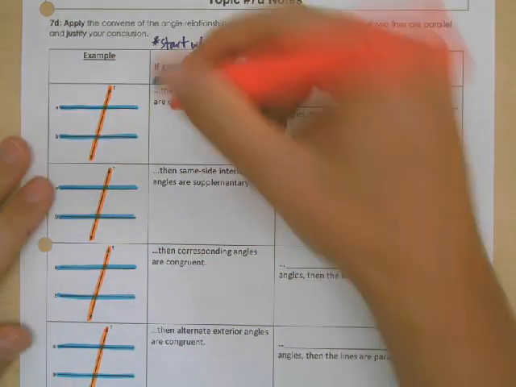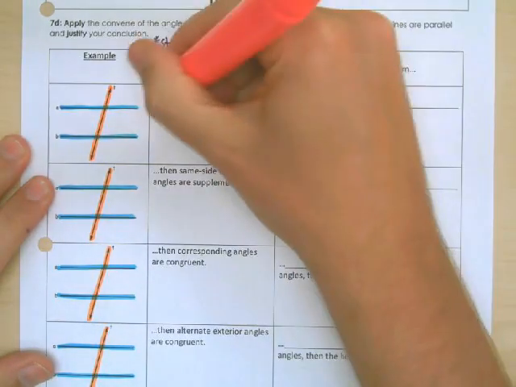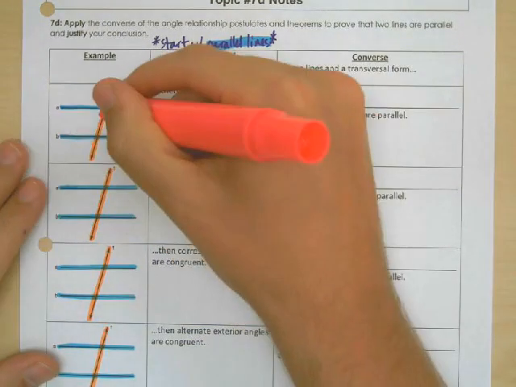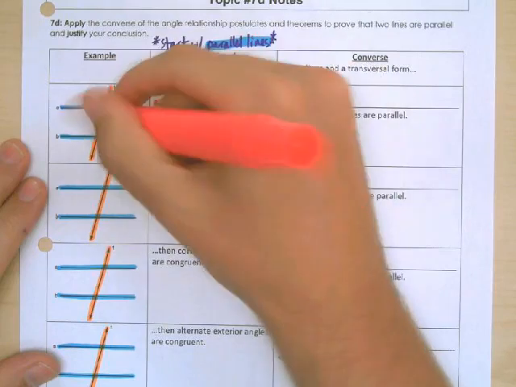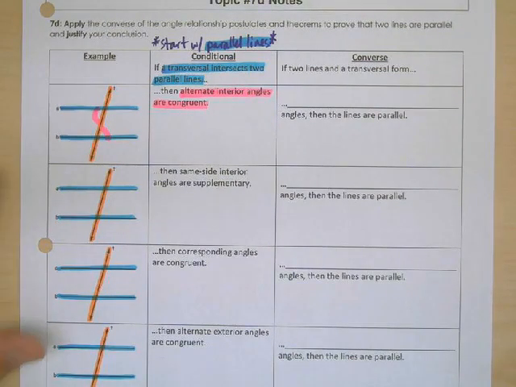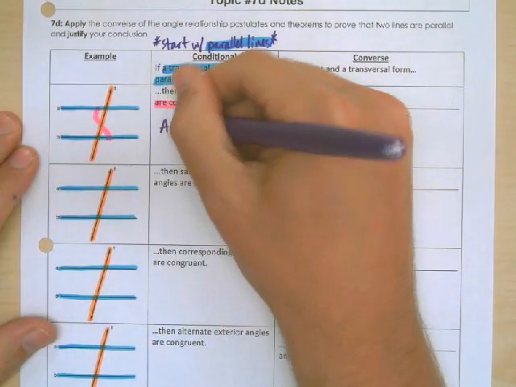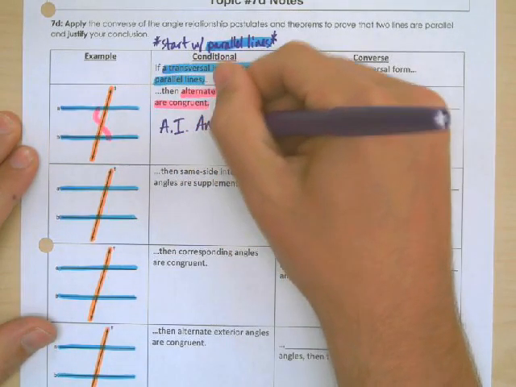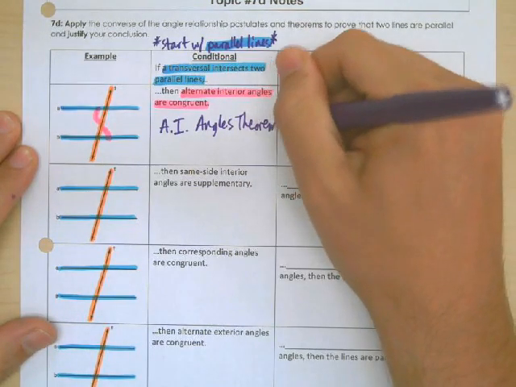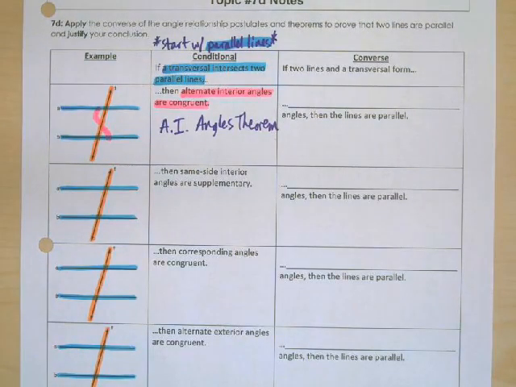For example, we can say that alternate interior angles are congruent. I'm going to mark a pair of alternate interior angles on my picture. There's a couple of alternate interior angles right there. I like to abbreviate alternate interior angles as AI angles. And we're going to add the word theorem to this. So when we start with parallel lines and we conclude that alternate interior angles are congruent, it's called the AI angles theorem.